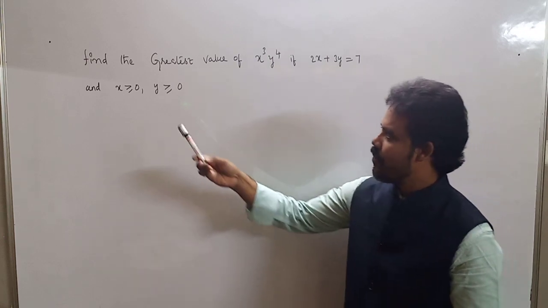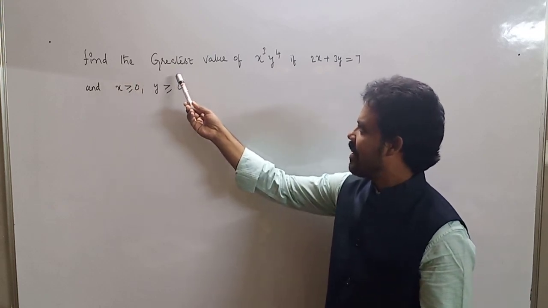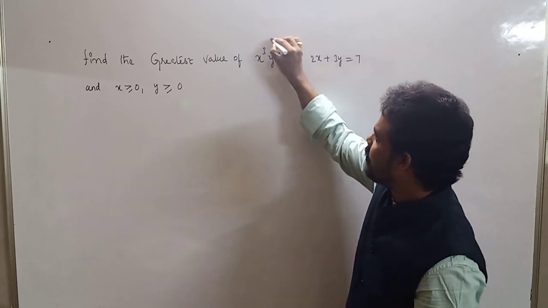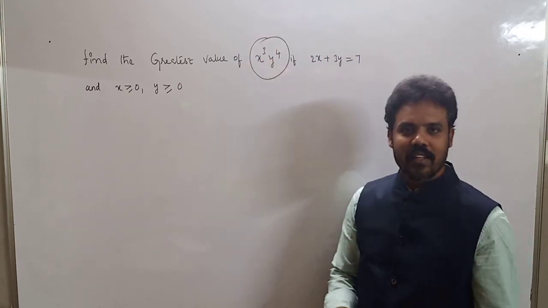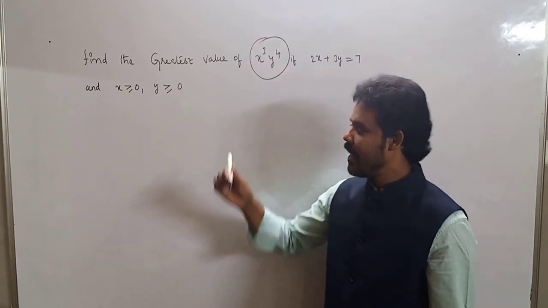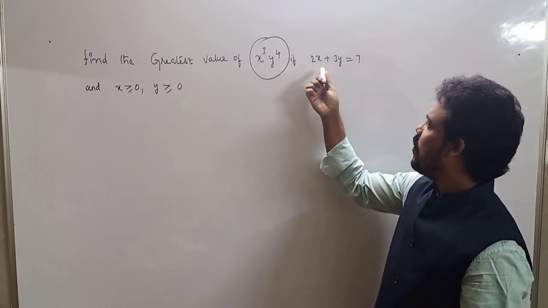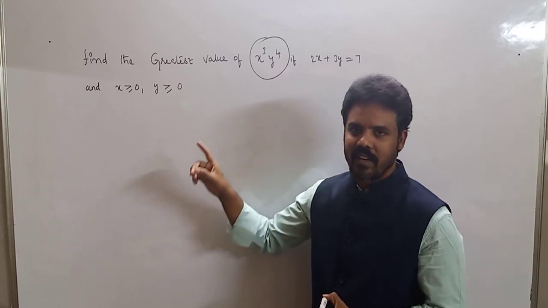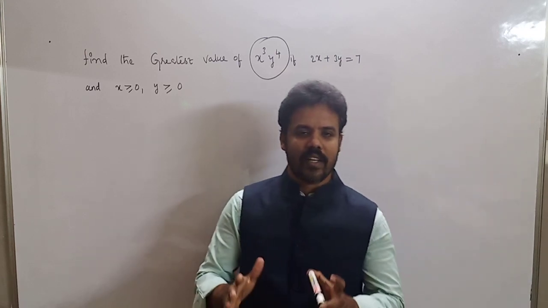Look at the board. Find the greatest value of x cube y power 4 if 2x plus 3y is equal to 7, provided x is greater than or equal to 0, y greater than or equal to 0.